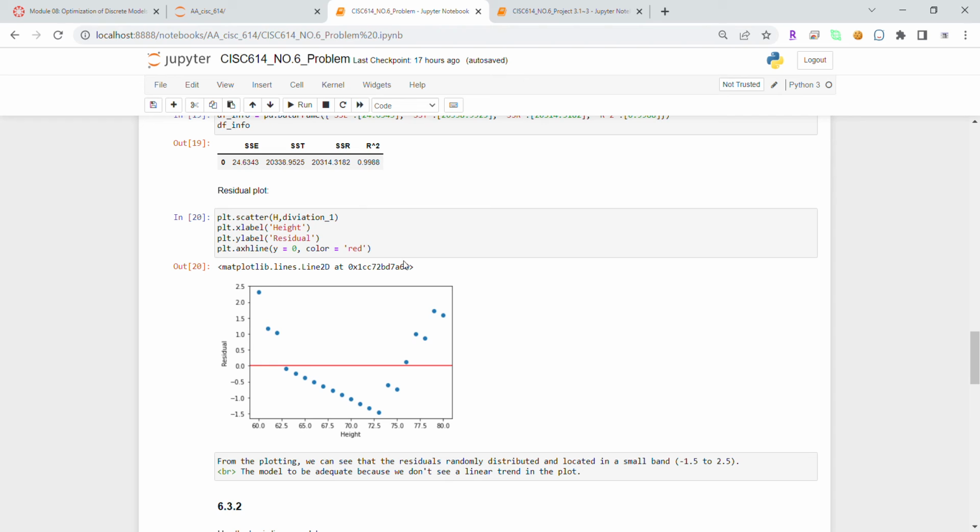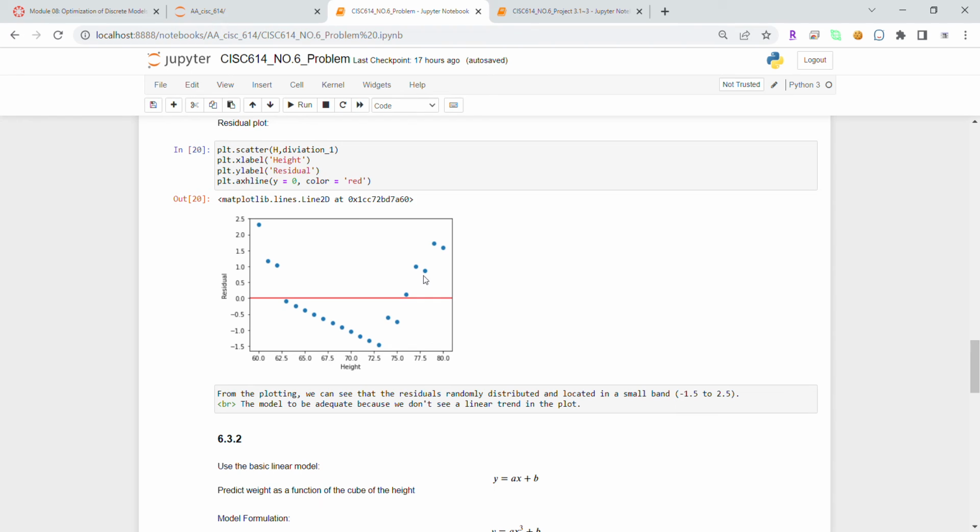From this plot, we can see that the residuals are randomly distributed and located in a small band, which is from minus 1.5 to 2.5. And the model is accurate, because we don't see a linear trend in the plot.